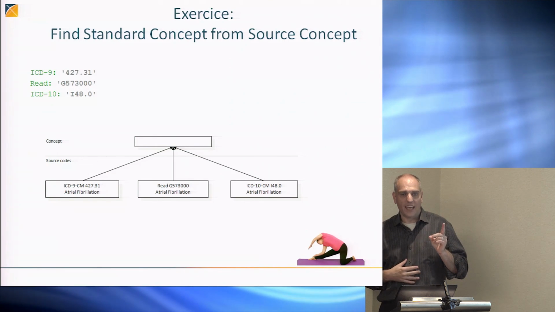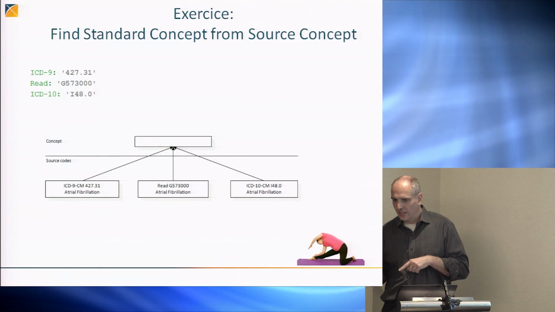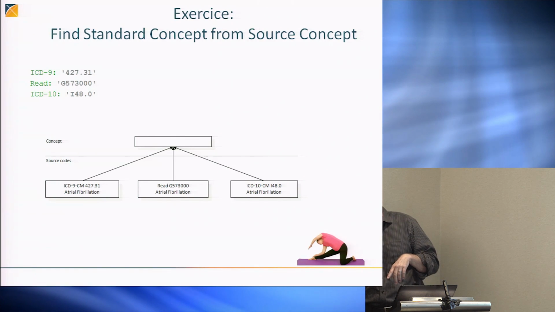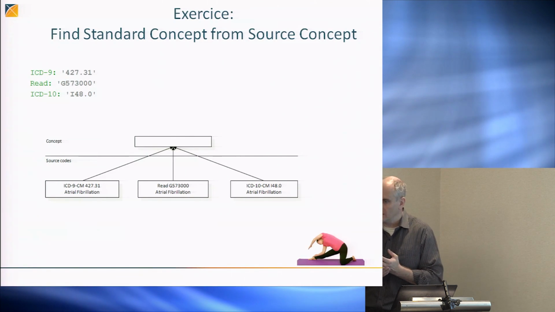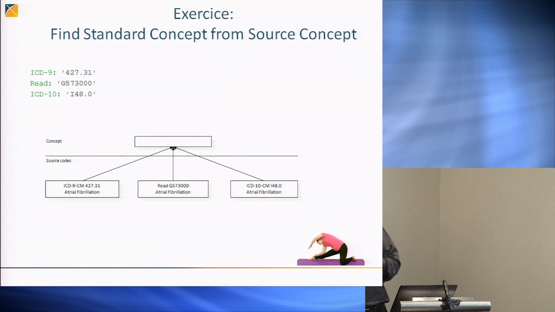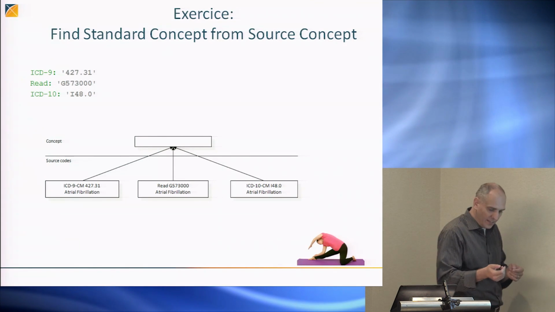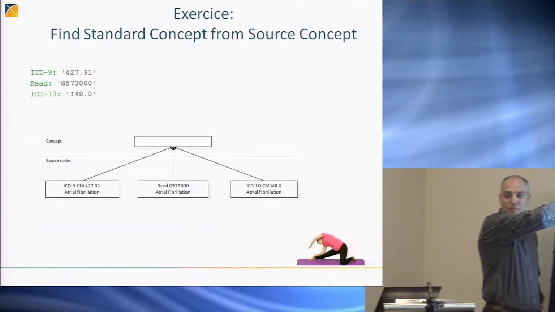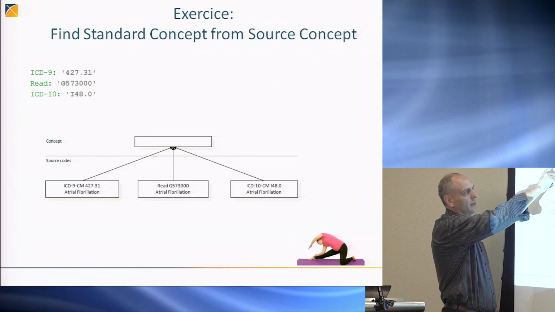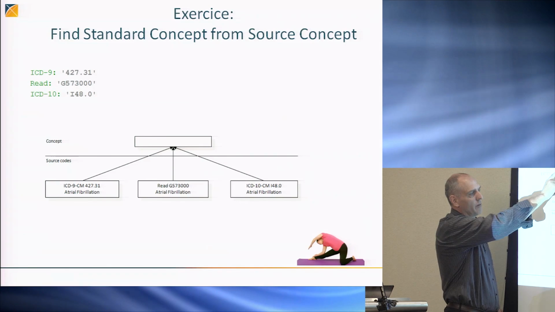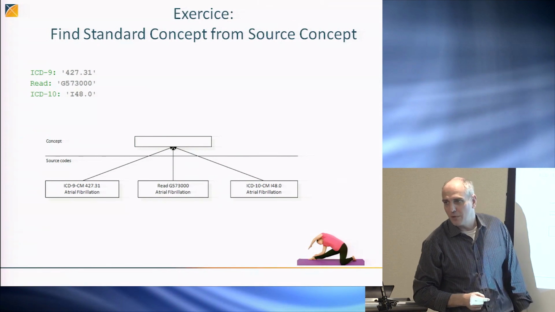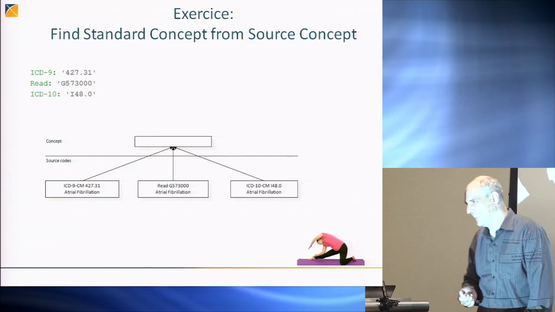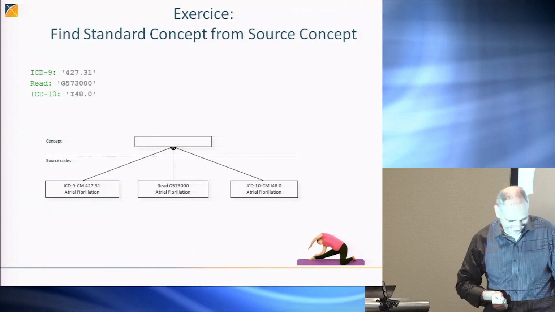So whoever can, how do we do this? We do a little break, okay? Do the exercise if you can. If not, just have coffee or work with somebody who has a VM. The exercise is find the standard concept for these codes. So you have an ICD-9 code, you have an ICD-10 code, you have a read code, and after the break we're going to find out who got the right result.